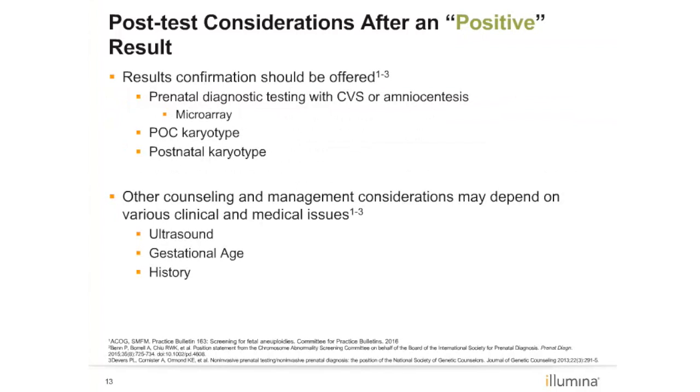Following a positive result, which includes both an aneuploidy detected and borderline result, confirmatory testing via chorionic villus sampling or amniocentesis should be offered per societal guidelines, as we discussed earlier. Additional testing or screening options can be considered based on the patient's individual clinical picture. If prenatal testing is declined, postnatal karyotype analysis via cord blood or products of conception is recommended.